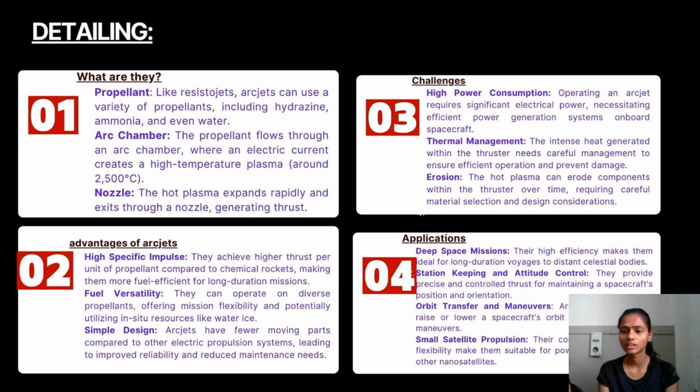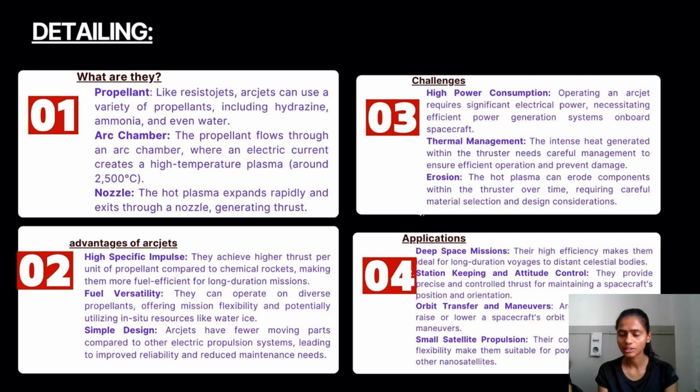Second is the thermal management. The intense heat generated within the thruster needs careful management to ensure efficient operation and prevent damage. The third challenge faced by the arc jet is erosion. The hot plasma can erode the components within the thruster over time, requiring careful material selection and design consideration.